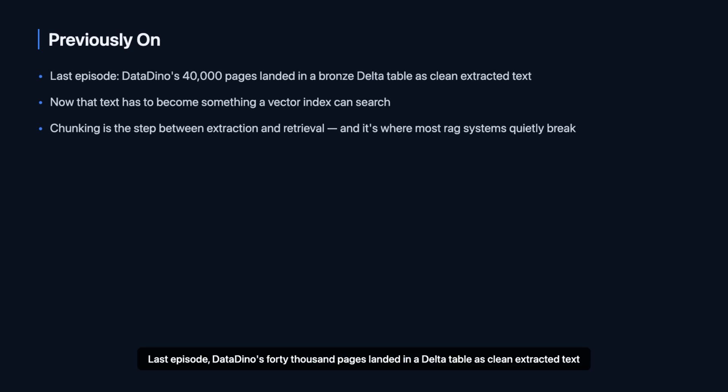Quick context. Last episode, DataDino's 40,000 pages landed in a Delta table as clean extracted text. That was the bronze ingestion pipeline. Now that text has to become something a vector index can actually search, and the step in between is chunking. It's where retrieval quality is won or lost.